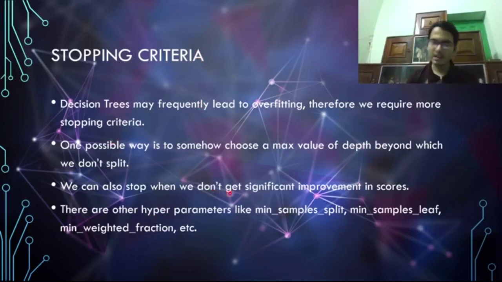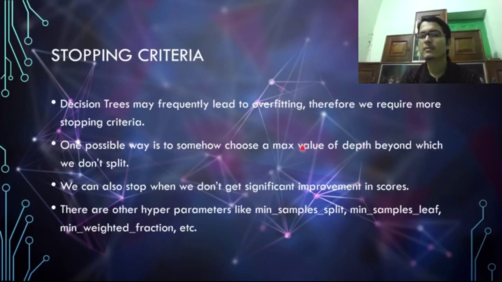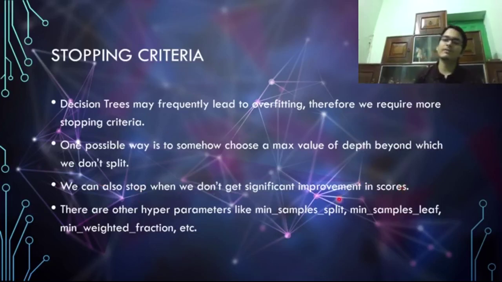We can also stop when we don't get significant improvement in scores. In the previous video you saw that with each split you get some improvement in the score. There was something like 80% accuracy, which after splitting became 82% accuracy, if you recall that interview call data set. So if in our decision tree we don't get significant improvement in scores after a certain point, we can stop at that point.